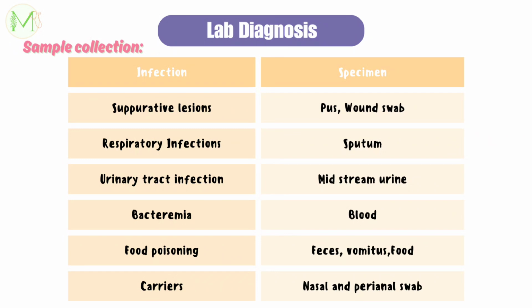In case of suppurative lesions, the specimens collected are pus and wound swab. In respiratory infections, it is sputum. In urinary tract infection, it is midstream urine. In bacteremia, it is blood. In food poisoning, it is feces, vomitus, and the food that caused the food poisoning. And for carriers, nasal and perianal swabs.